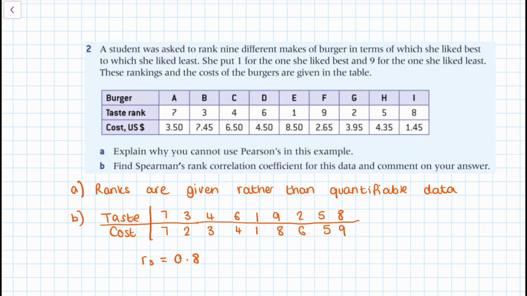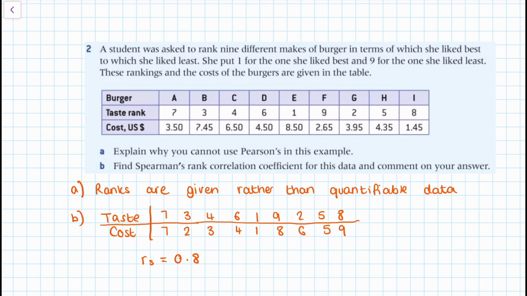Example 2. I've already done the solution for this, but we'll just talk through it. A student was asked to rank 9 different makes of burgers in terms of which she liked best to which she liked least. She put number 1 for the one she liked best and 9 for the one she liked least. These rankings and the cost of burgers are given in the table. Explain why you cannot use Pearson's.